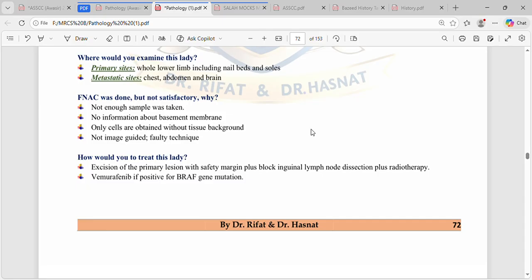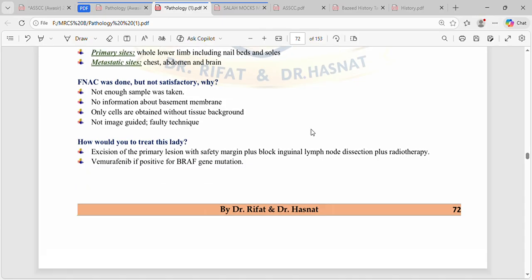How would you treat this lady? Excision of the primary lesion. How would you treat this lady? So I will do excision of the primary lesion with a safety margin plus en bloc inguinal lymph node dissection plus radiotherapy. Vemurafenib, if positive for BRAF gene mutation.